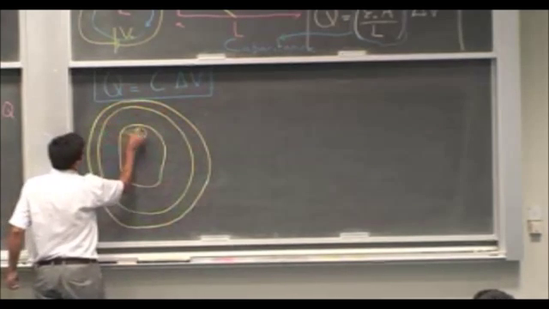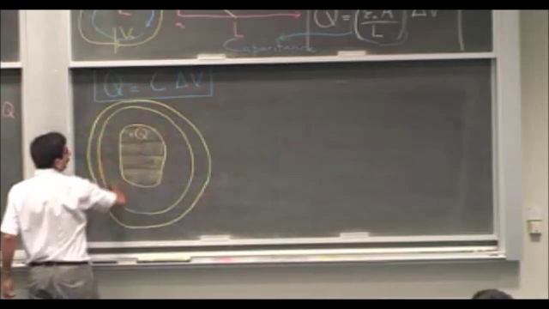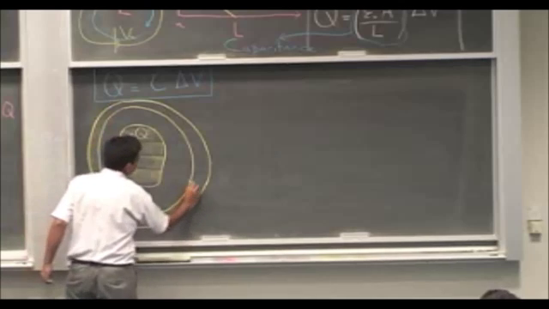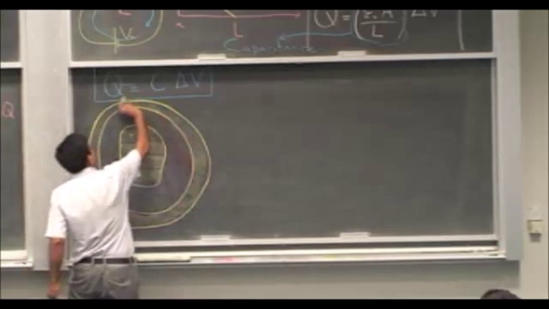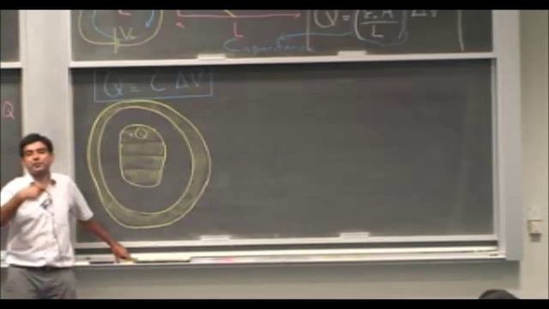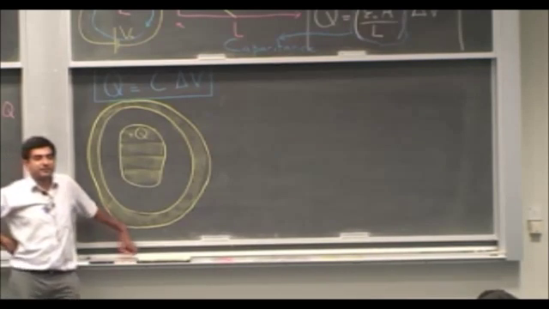So this is metal. This is vacuum or air, and this is metal. Now how is charge distributed on the outer conductor? How will charge be distributed? You tell me.